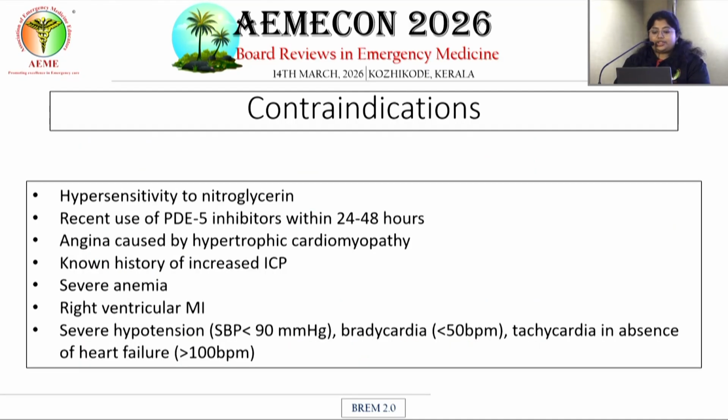So coming to the contraindications of nitroglycerin, the first contraindication is hypersensitivity to nitroglycerin. Recent use of phosphodiesterase 5 inhibitors like sildenafil or tadalafil within the last 24 to 48 hours. Angina caused by hypertrophic cardiomyopathy. Known history of increased ICP. Severe anemia, since NTG can cause methemoglobinemia. Right ventricular MI, because these cases are preload dependent, and venodilation can be catastrophic in them. Severe hypotension, that is a systolic BP of less than 90 millimeters of mercury, bradycardia, and tachycardia in the absence of heart failure are also contraindications.